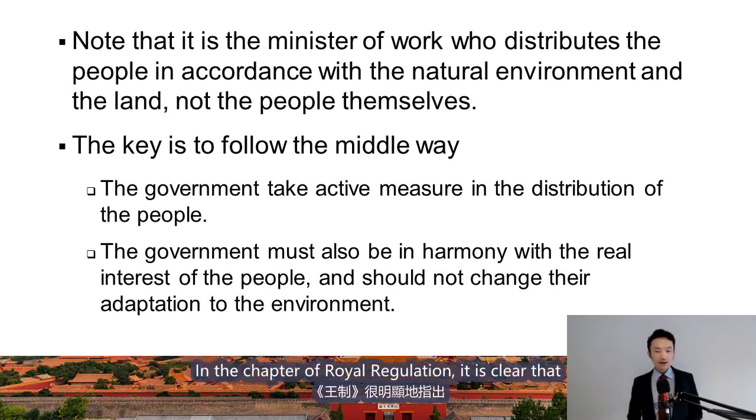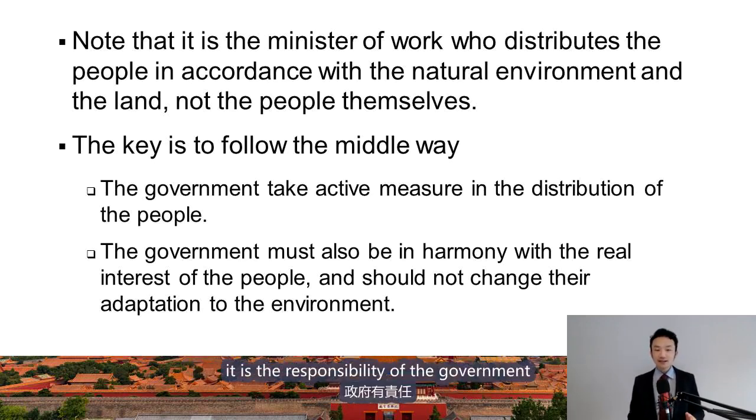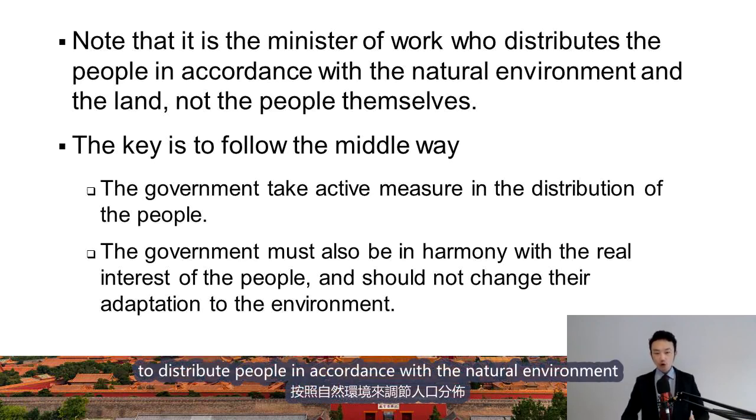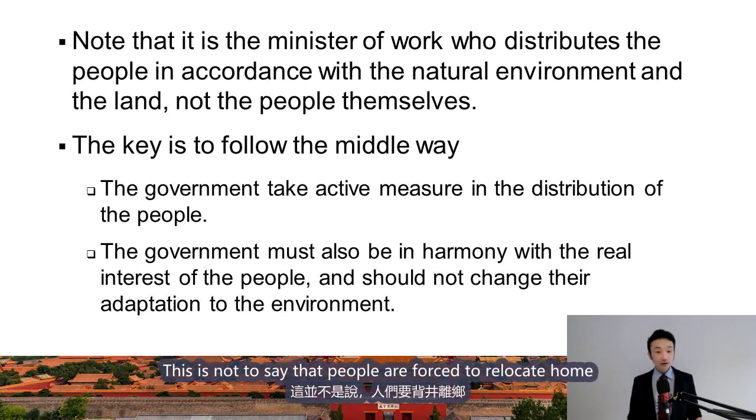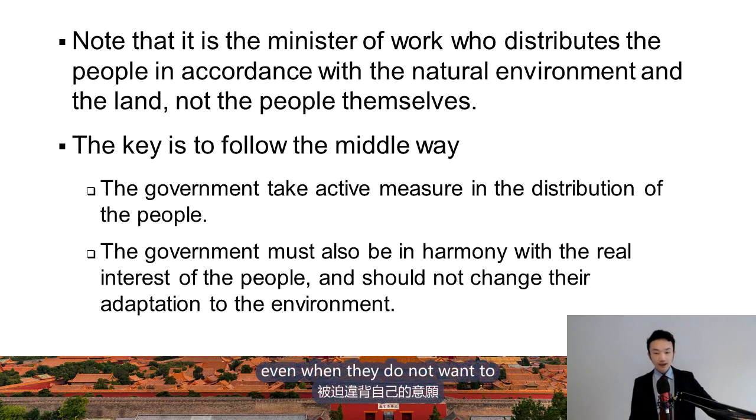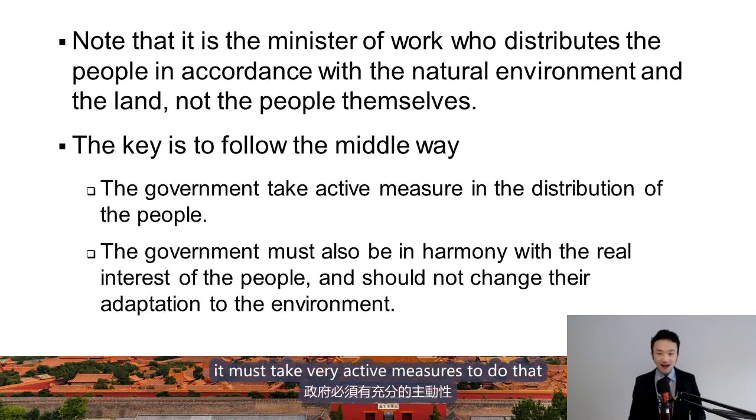In the chapter of the Royal Regulation, it is clear that it is the responsibility of the government to distribute people in accordance with the natural environment. Now, this is not to say that people are forced to relocate home, even when they do not want to. Although the government may simply follow what the people want, it must take very active measures to do that.